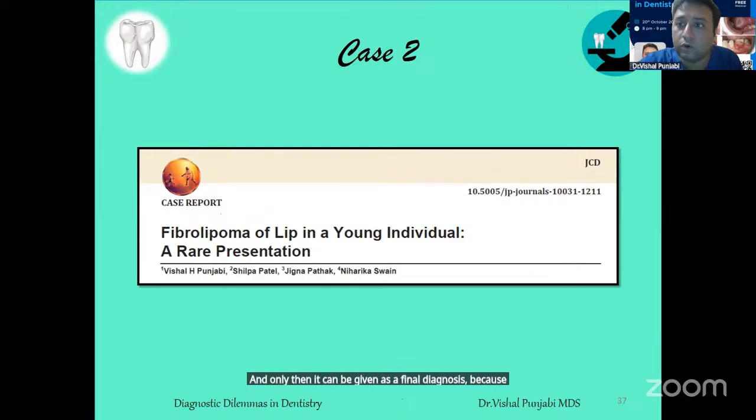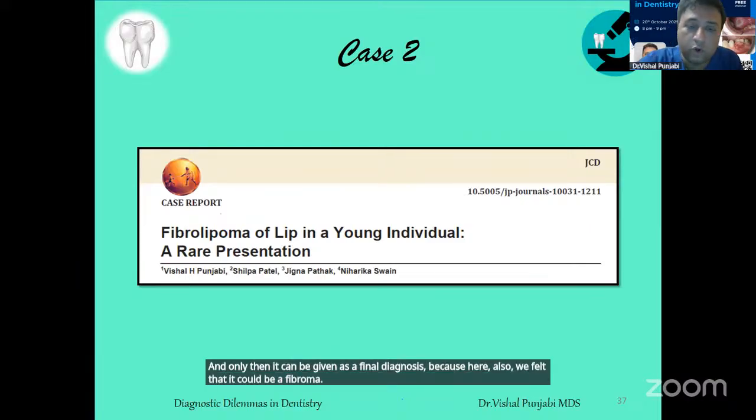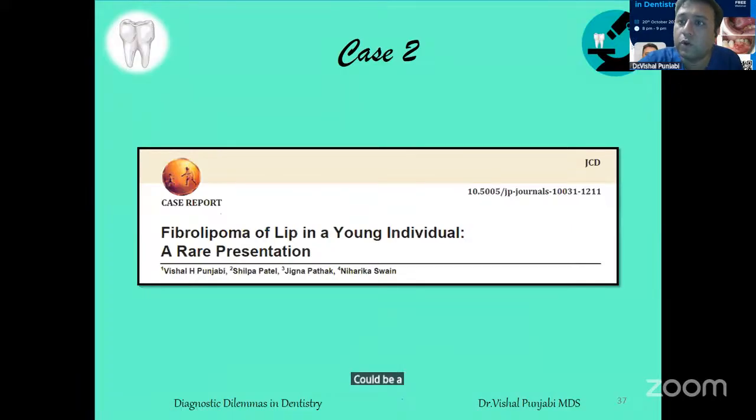Because here also we felt that it could be a fibroma, or could be a mucocele which is still growing. There is still some amount of mucus retention happening, so it is still growing. But what we saw was a fibrolipoma of a lip in a young individual, a rare presentation. Now we come to the third case.